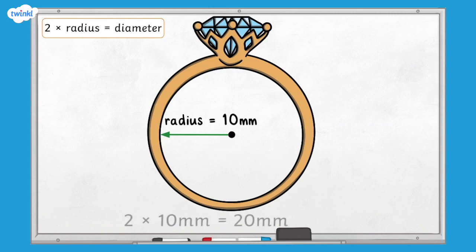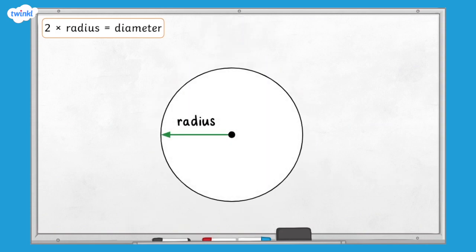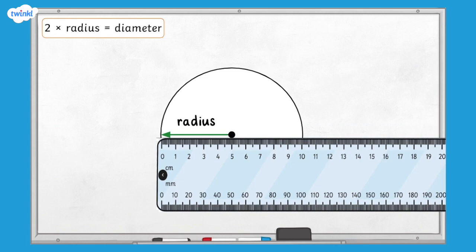This means that if you know the radius of a circle, you can find the diameter by multiplying the radius by 2. 2 times the radius equals the diameter. Look at this circle with a radius of 5 centimetres, for example. When we double the radius of 5 centimetres, it makes a diameter which is 10 centimetres.